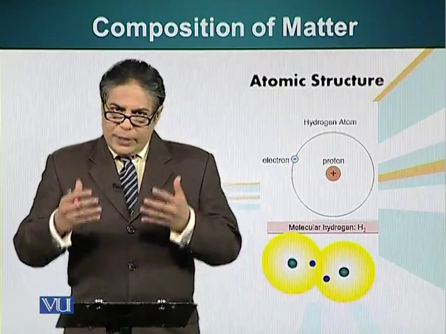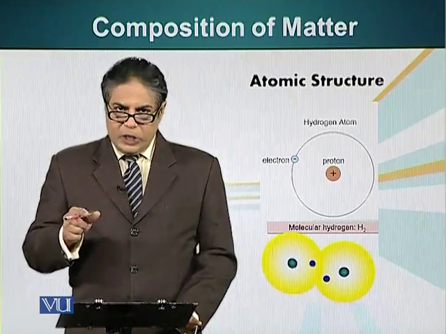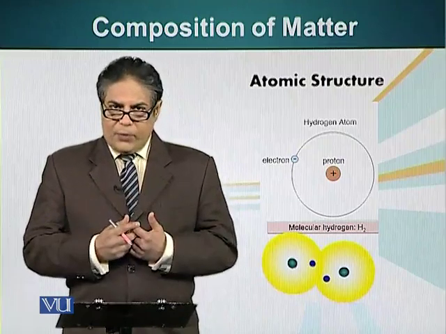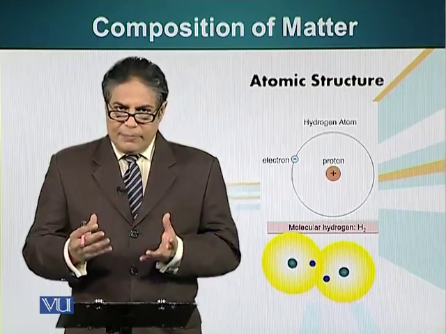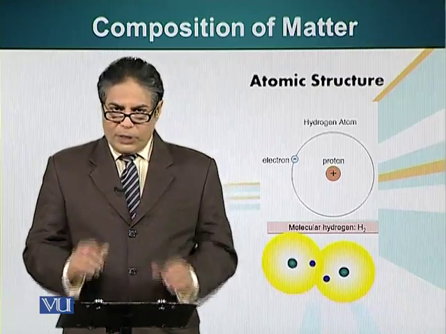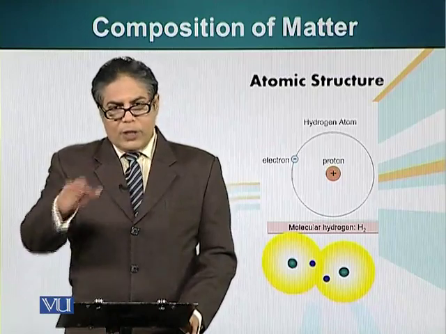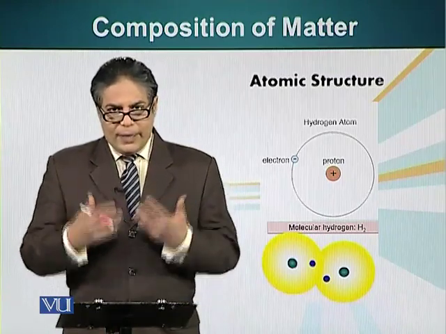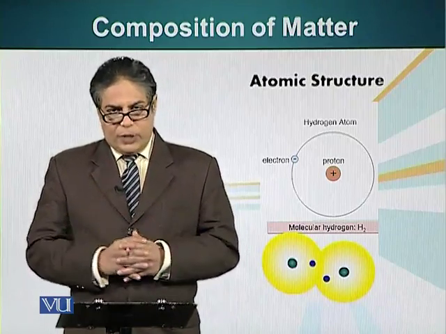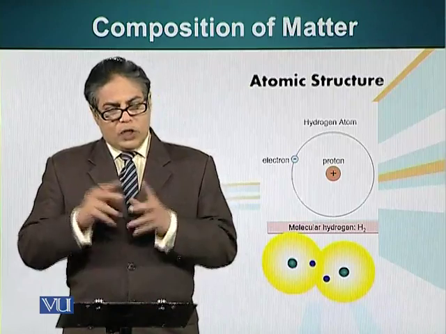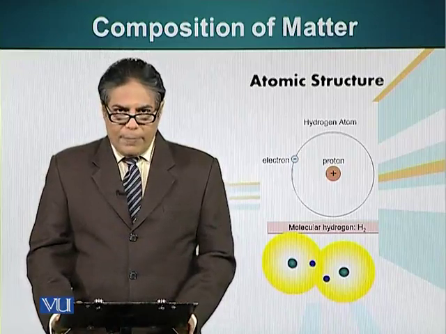Two hydrogen atoms can come close together and share an electron each. Now, when they're sharing these electrons, there are two electrons present in the orbital around the positively charged nucleus. These two electrons, when they revolve in that orbital, give stability to the structure. This type of bond, which is formed by sharing two electrons, is called a covalent bond.